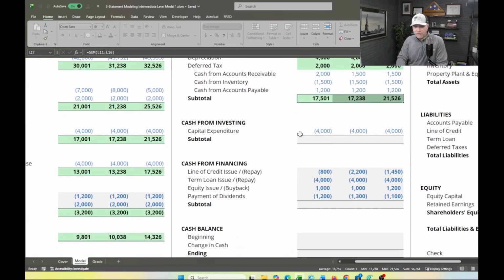Next is cash from investing. Well, we only invested in CapEx. Typically, it's pretty simple on these models. I'm just going to sum it up, and you want to highlight it over and hit Control R.